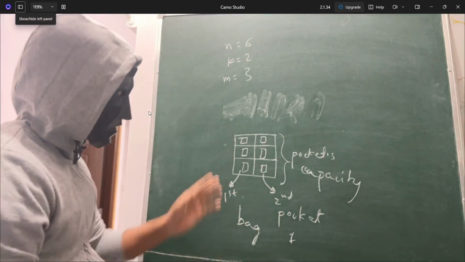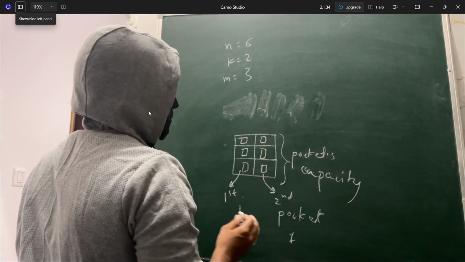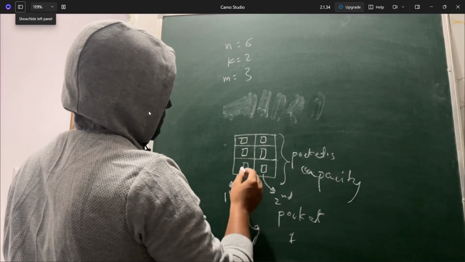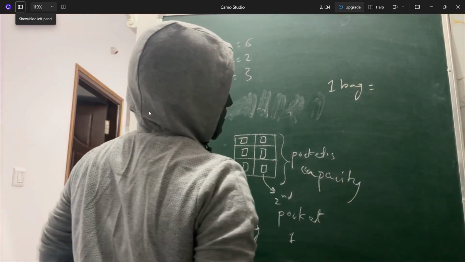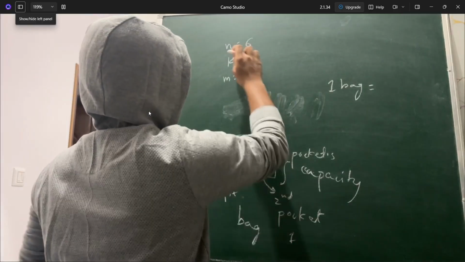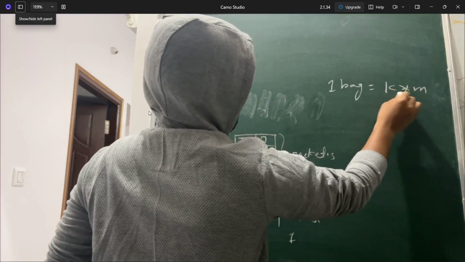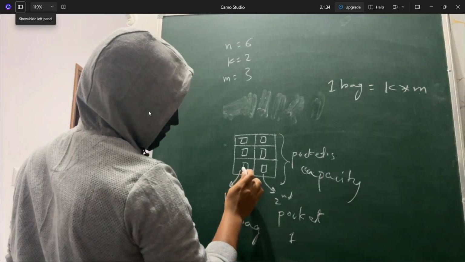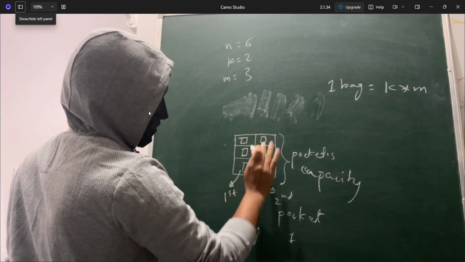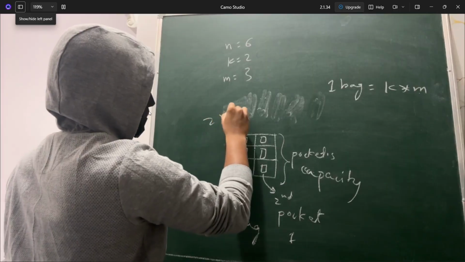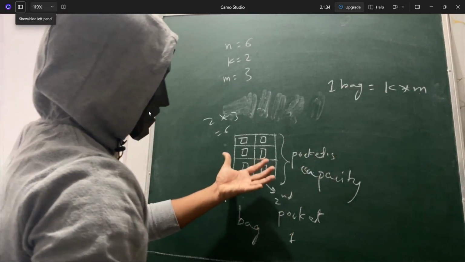So yeah, this was it. But how do you solve this mathematically? This is visualization, but how do you solve it mathematically? What you will have to do is, we know in one bag, how many candies can be inserted. It is basically k into m. Why k into m? Because it has k pockets and each pocket's capacity is m. So here there are 2 pockets and each pocket's capacity is 3. So the candies that can be inserted is 2 into 3, which is 6, which is correct.